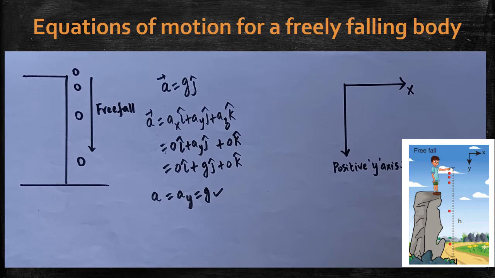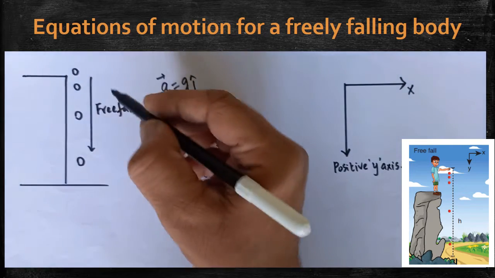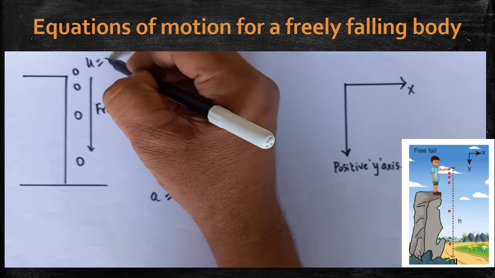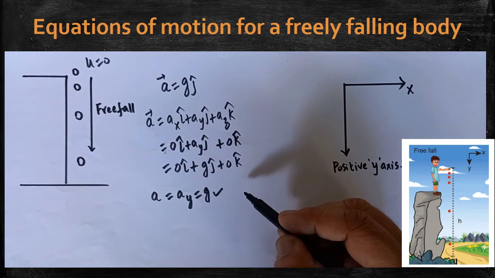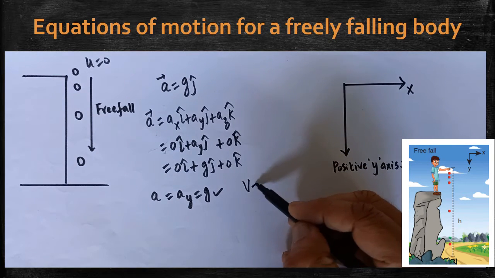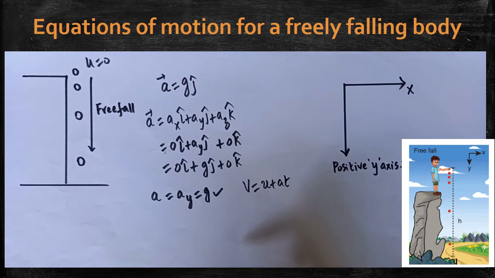At the time of free fall, we are able to write three equations of motion. How can they be written? Listen here. Whenever any body is dropped from a certain height, the initial velocity is 0. Simply it is dropped, no? Therefore, initial velocity is 0. Now I will write the first equation of motion: v is equal to u plus at.